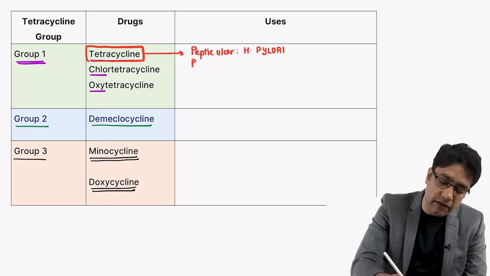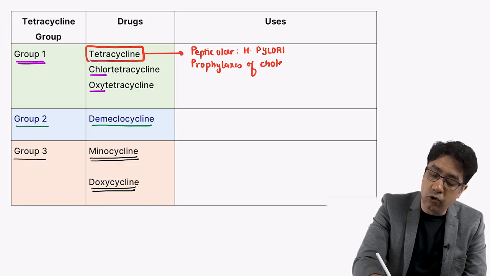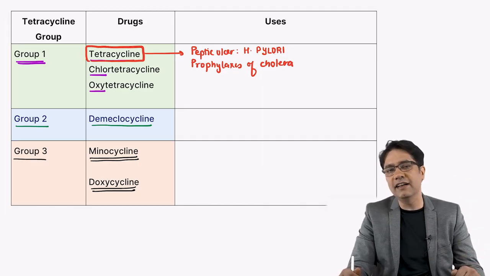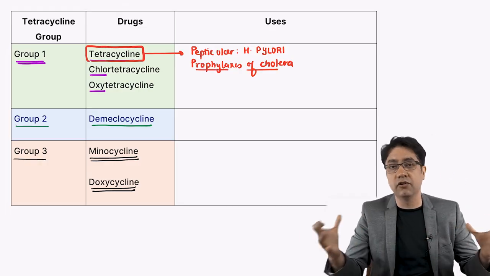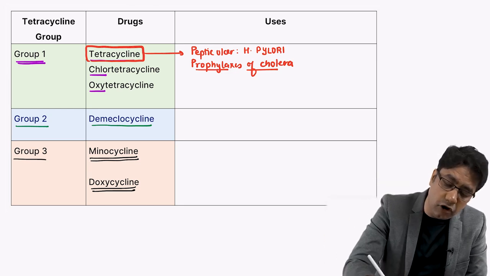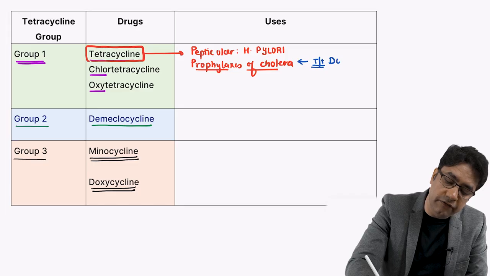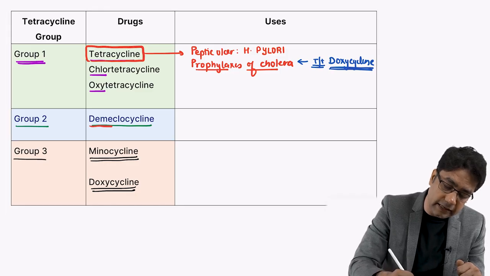Second, it is also given for prophylaxis or prevention of cholera. Again, cholera is a very old disease and the old antibiotic is tetracycline. So for prevention of cholera, we give tetracycline because cholera spreads in the community. So we have to protect healthy people. But what is the drug of choice for the treatment of cholera? For treatment of cholera, we use the big brother of tetracycline, that is doxycycline. We give doxycycline.